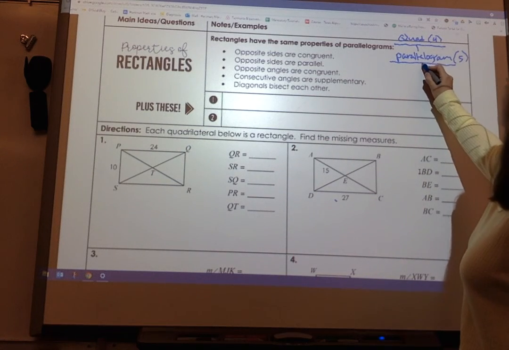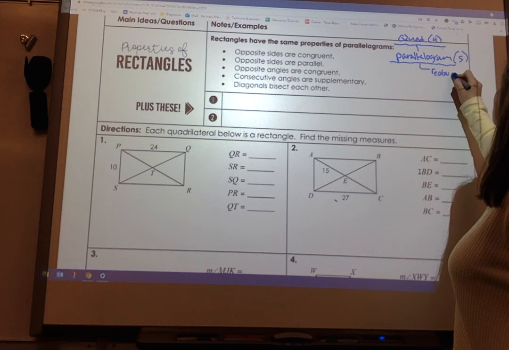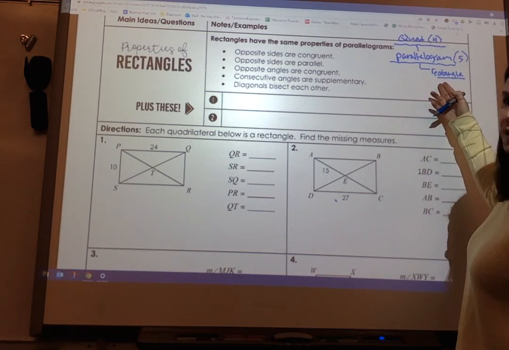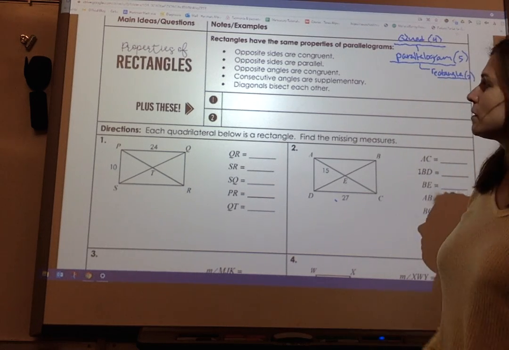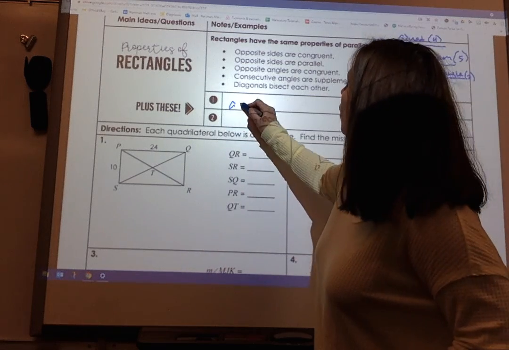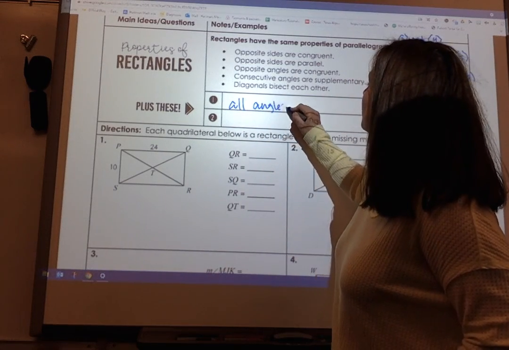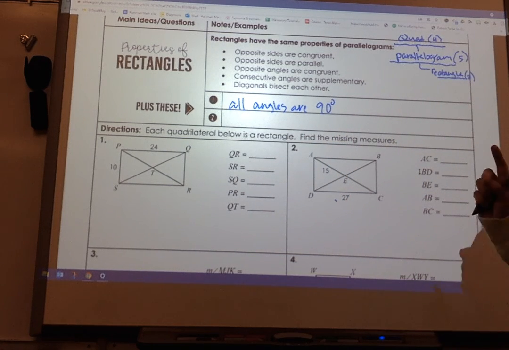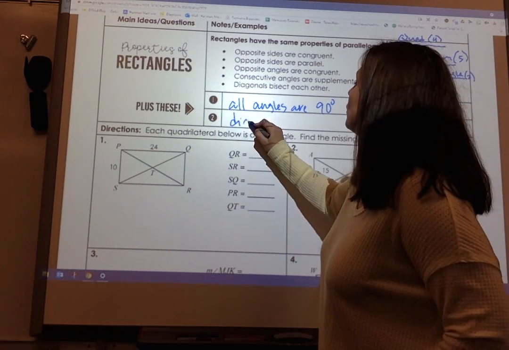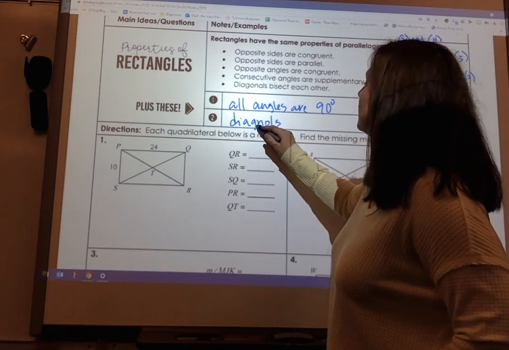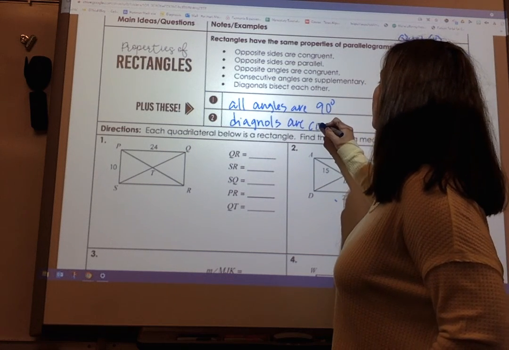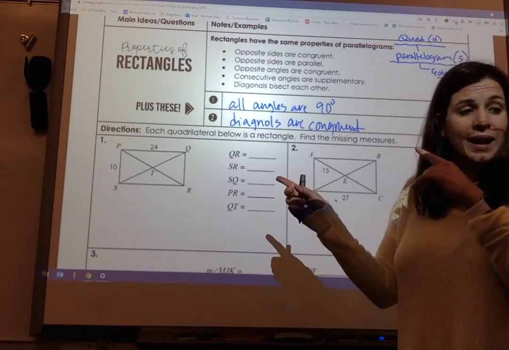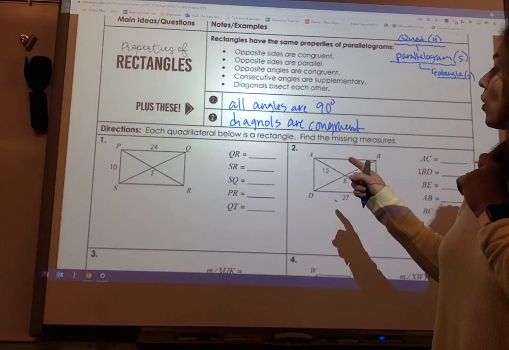So under parallelogram, we can have a rectangle, and it fits all the parallelogram qualities, and it's a quadrilateral, so it falls under this chain. And then we have two additional properties. The first one, as you can already guess, is that all angles are 90 degrees, right? They're all right angles. The next one is that the diagonals are congruent. Okay, so before we knew diagonals bisected each other, but now we know that the diagonals are congruent.